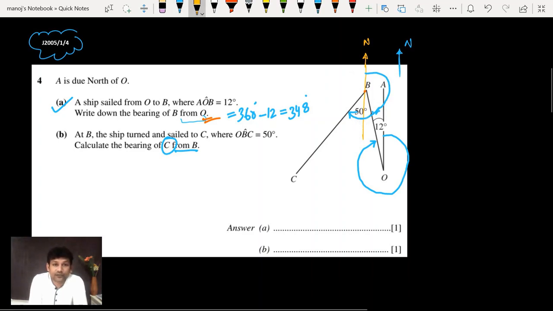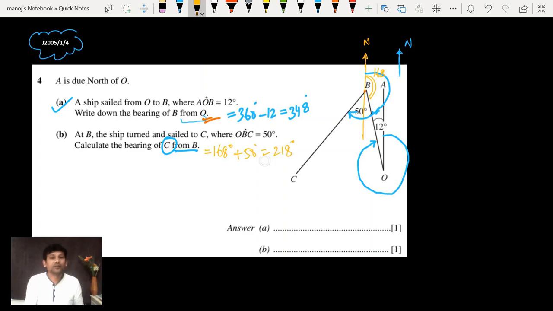The first calculation I would like to do: this angle, this angle, this angle and this angle sum to 180, right? So this is 168, first of all. If this angle is 168, only this part, then what you can write is 168 plus 50. When you add it, you get the answer 218. And that's your answer. This is the first method you can use.